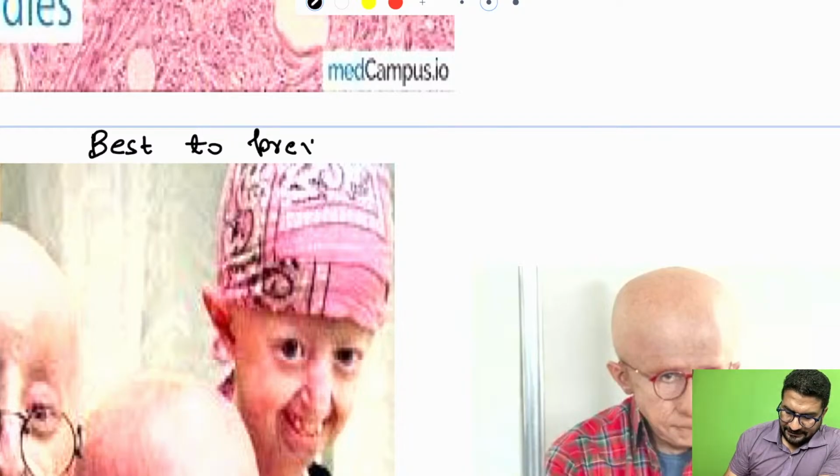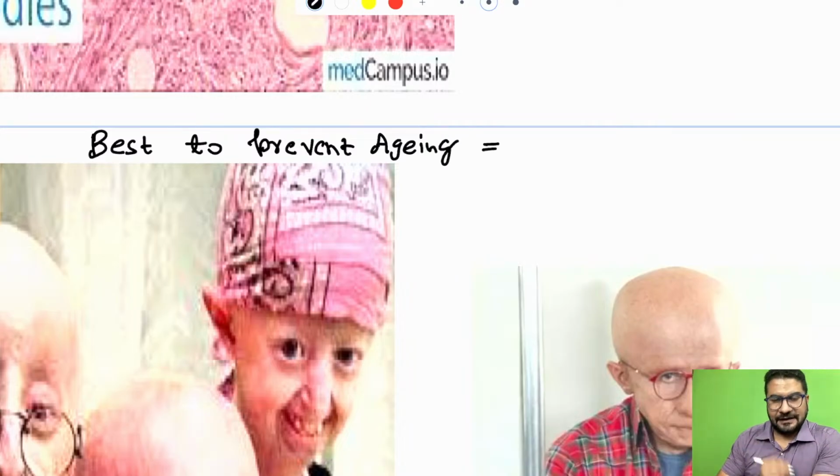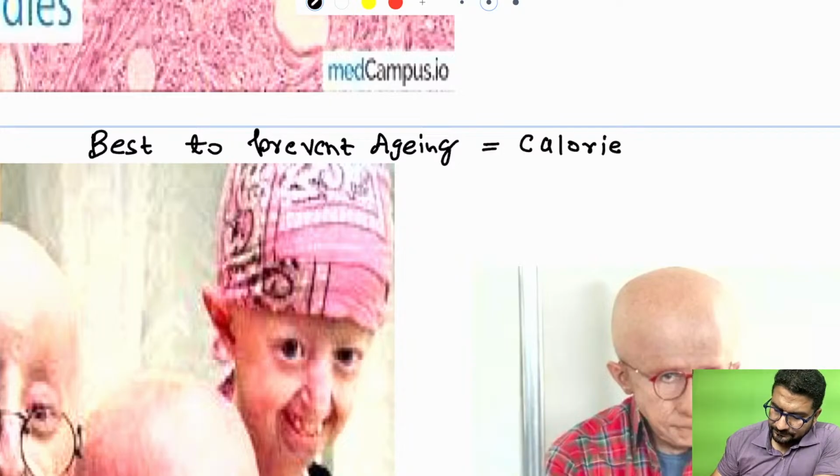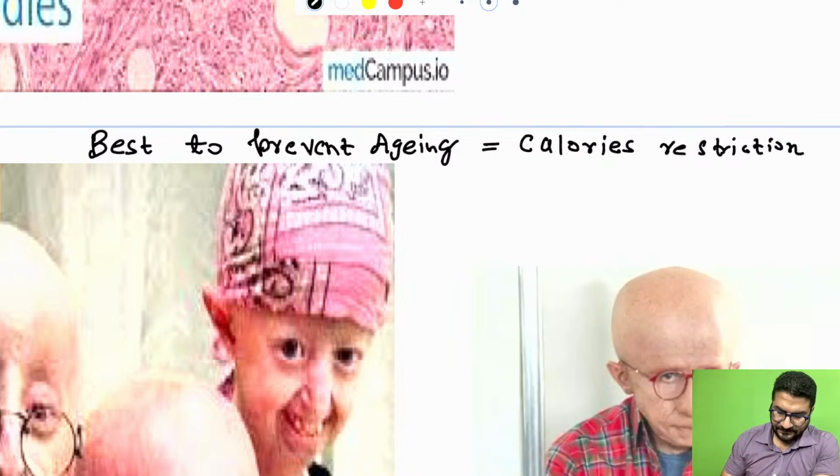Best way to prevent aging. What is the best way to prevent aging? Eat less. You need to eat less. That is calorie restriction. So we need to restrict our calories. Calorie restriction is the best way.